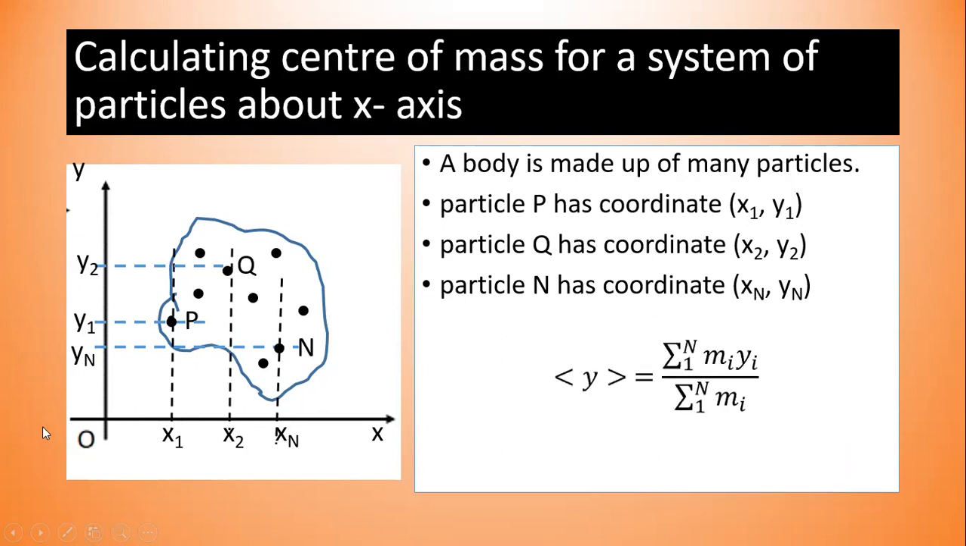Same, if you want it from the x-axis, we just replace the x with the y, that's all. That means mass times the distance, mass times the distance. Same for the nth particle, mass times the distance y, divided by the total mass. This is the total mass.